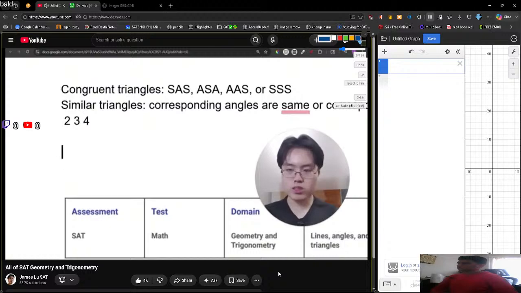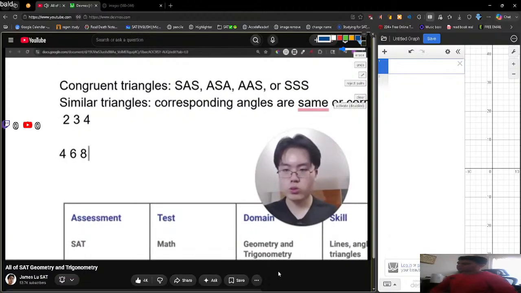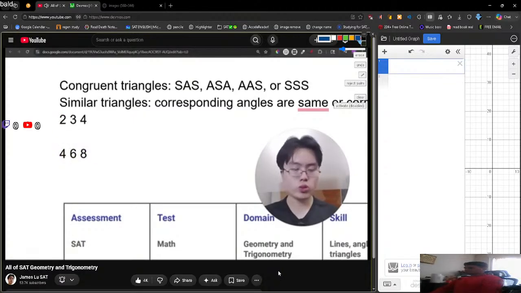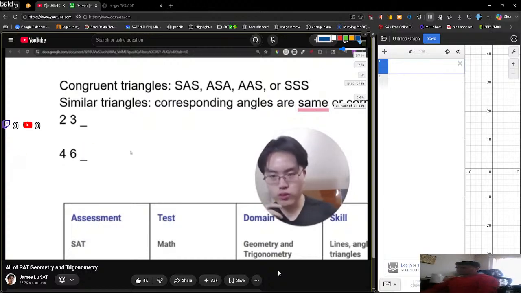And then another triangle has sides 4, 6, and 8. So we know one triangle has the side lengths 2, 3, and 4, and the other one has 4, 6, and 8. You notice that each side length is 2 times the corresponding one in the smaller triangle. So it's always a scale factor of 2, and it's consistent between all the sides. That means these triangles are similar. Now, if you only knew one, that's not enough. You need to know all of them. Because you can have two triangles.